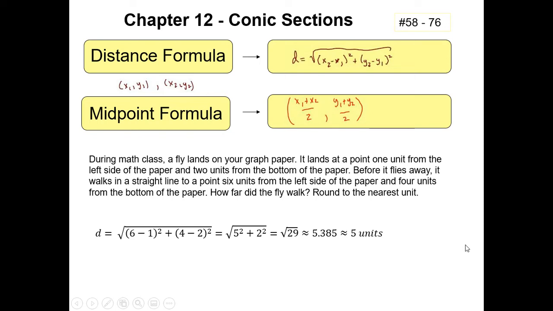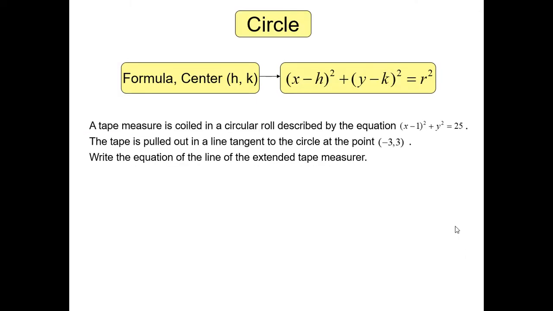All right, let's take a look at some more stuff that we learned in Chapter 12. First of all, the formula for a circle is given there, where h and k are going to be the center. So now let's look at a problem. A tape measure is coiled in a circular roll described by the equation (x minus 1) squared plus y squared equals 25. The tape is pulled out in a line tangent to the circle at the point (-3, 3). So write the equation of the line of the extended tape measure.